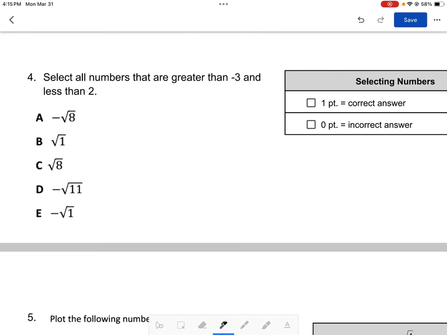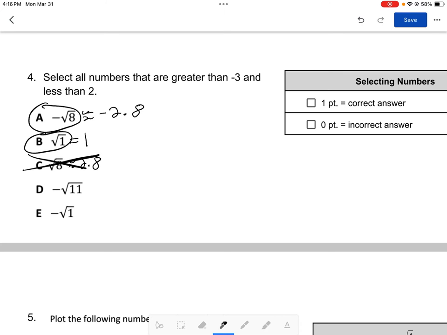Number 4, select all numbers that are greater than negative 3 and less than 2. Okay, the negative square root of 8 is going to be approximately negative 2.8. That is bigger than negative 3. So negative square root of 8 will work. The square root of 1 is just 1. That is bigger than negative 3 and less than 2, so that will work. The square root of 8, we already know, is about 2.8. That's bigger than 2, so that will not work.